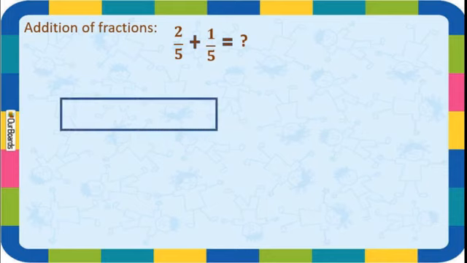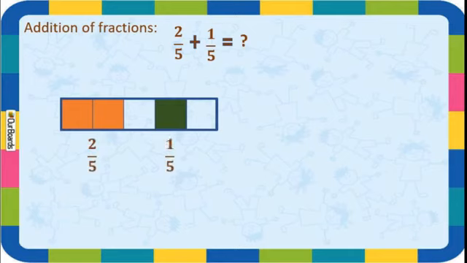This is a rectangle. I will make 5 equal parts. Okay, now first 2 upon 5 is there. So 2 parts we will color. This is 2 upon 5 and 1 part. Okay, one more part because 1 upon 5. Now we are going to add these 2: 2 upon 5 plus 1 upon 5.